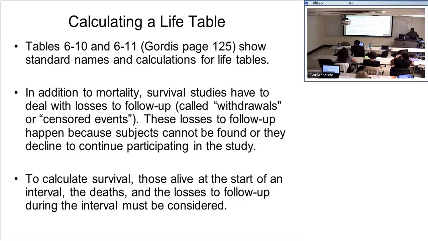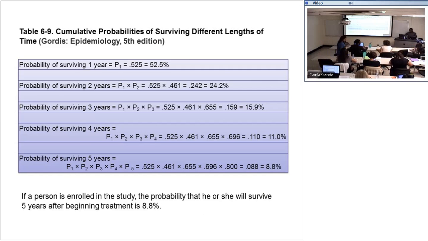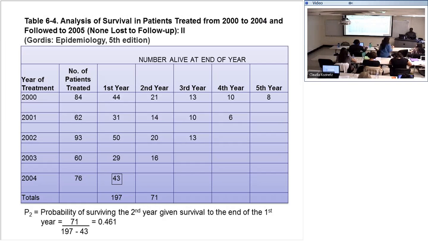So we are still talking about the life tables. I have some questions about why some measures were subtracted. Let me go back to that table. If you see, when you are calculating for the second year, the denominator takes away 43. This is because these 43 people were not followed beyond 1 year. So we cannot keep them as part of the denominator.